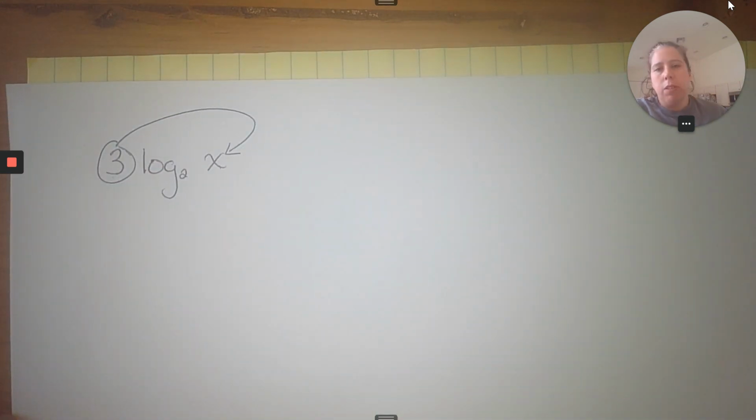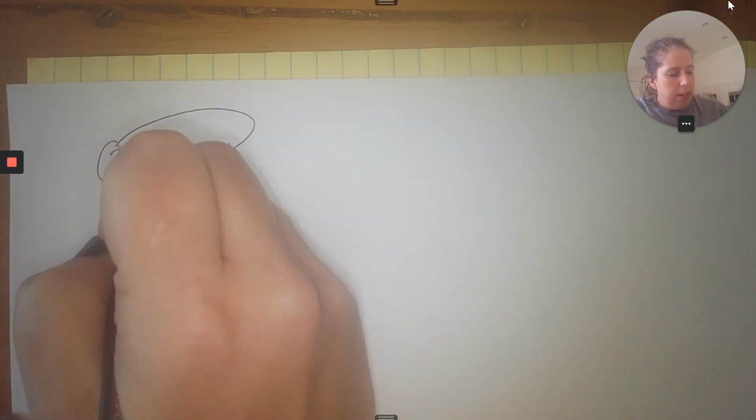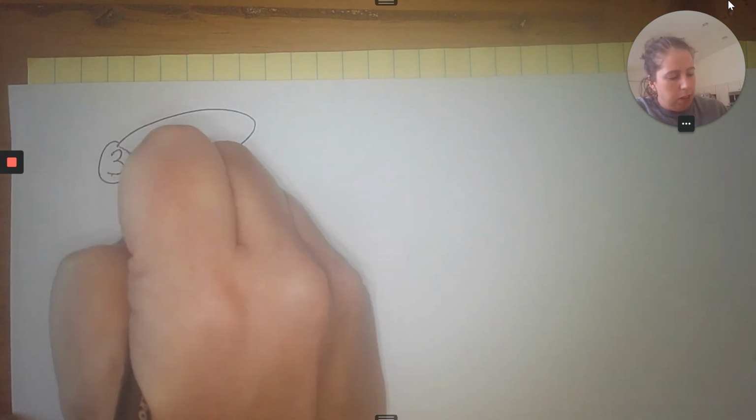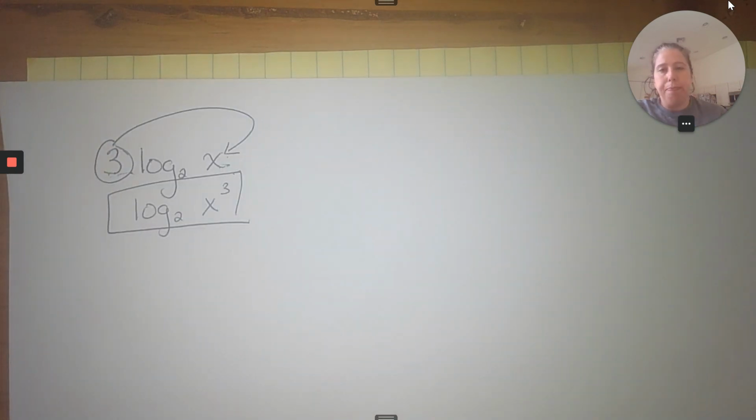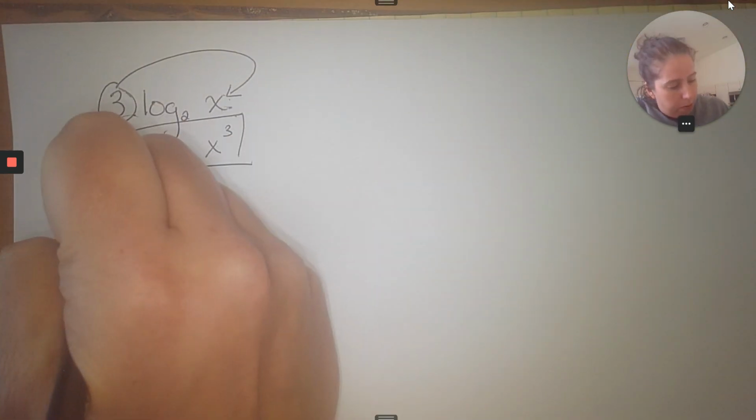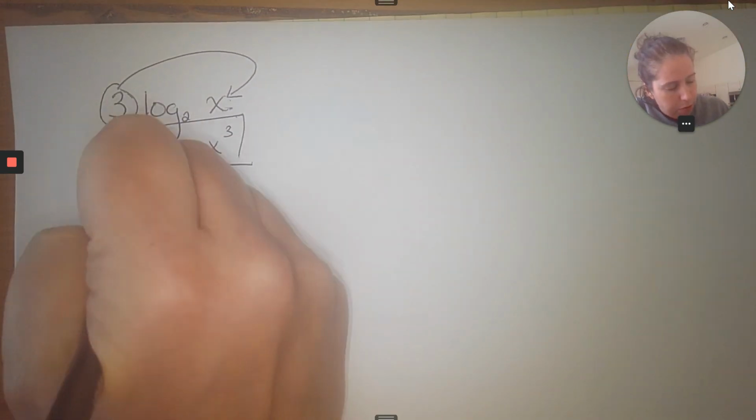Whenever you have a front number, they're going to go up to exponents. So if I have this in a problem, you're going to take the front number and put it up as the exponent. So the answer is going to be log base 2 of x to the third. Pretty simple.